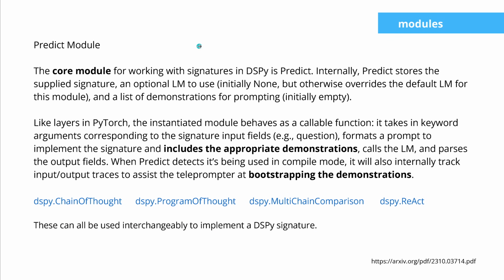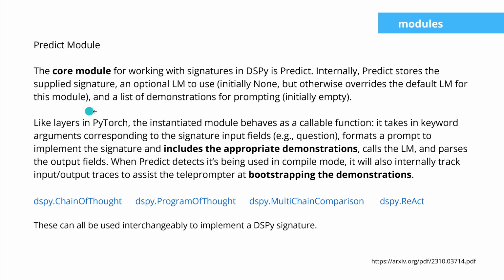The module you will always find here is the predict module. The core module for working with signatures in DSPy is predict. Predict stores the supplied signature, an optional large language model to use, GPT-4 or whatever you have, or even an open source model, and a list of demonstrations for prompting. See part 1 of this video.